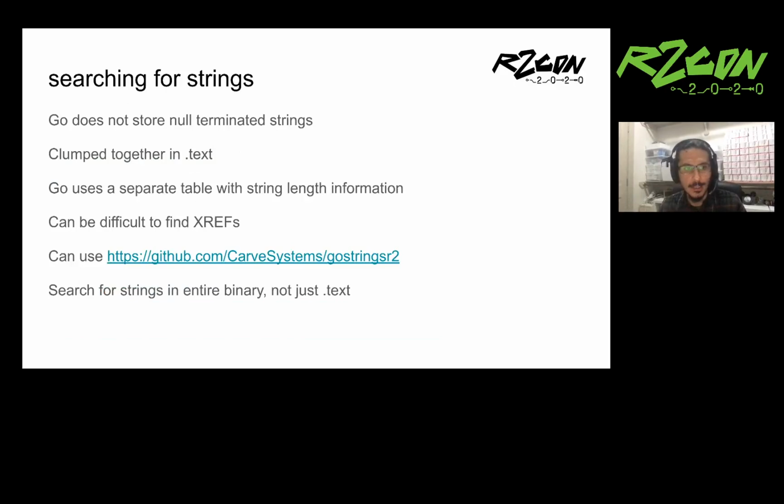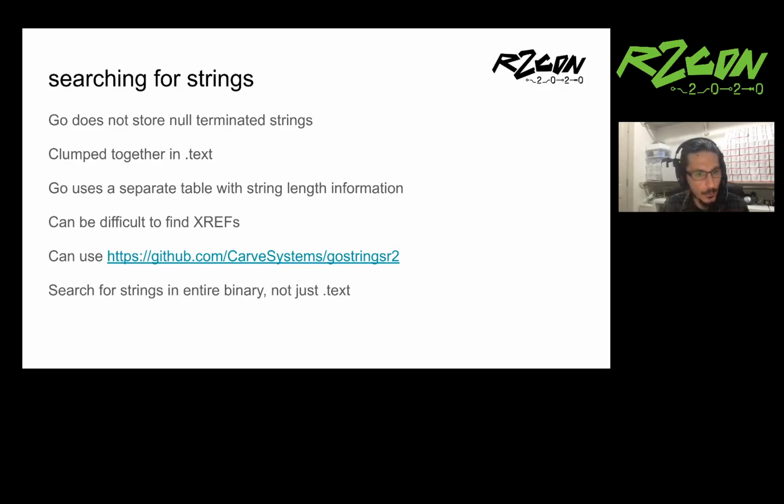Now, why is that? That's because Go does not store null terminated strings. It clumps them all together in the text section. It uses a separate table with string length information so that Go can look for that section, and then based on the length, it prints that particular string. That means that it can be difficult to find cross references, and the reason for that is simply the way that Go compiles strings in your binary.